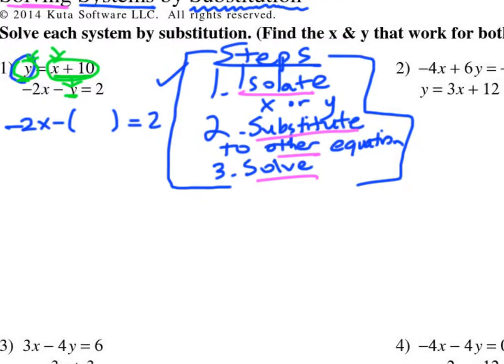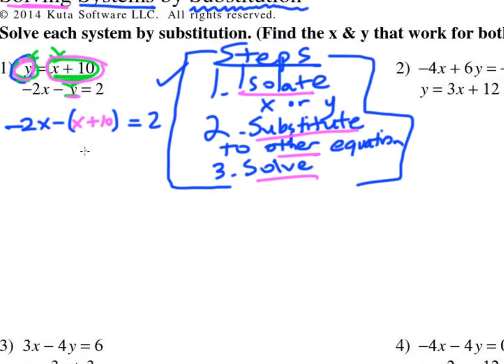Okay? Again, what we just did here, instead of writing y, we wrote x plus 10. Why can we do that? Because y is the same as x plus 10. They are equal, so you can substitute. And now look, we have only one variable, so we can solve now.